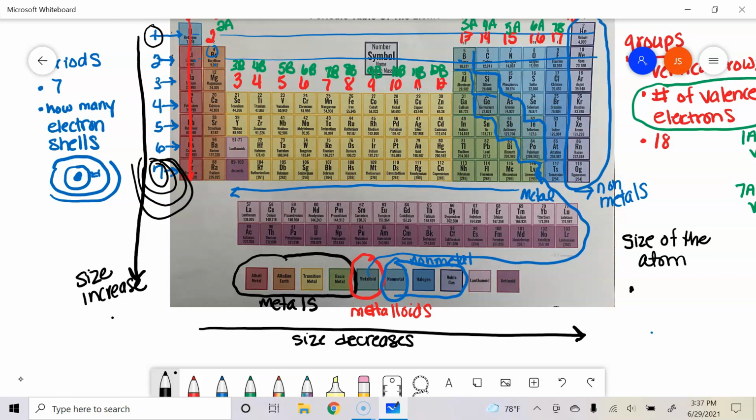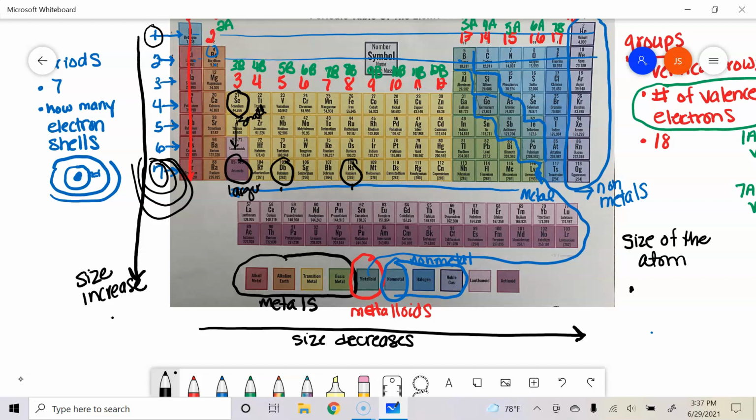So for instance, on a test, if I said, is this atom bigger than this atom? Well, you'd say, well, as you go across, the size decreases. So this one has to be smaller than this one. Okay. If I said, is this atom smaller than this atom? Well, you know that as you go down, right, it gets bigger. So you would say, yes, this atom is smaller and this one is larger. And there are test questions like that.